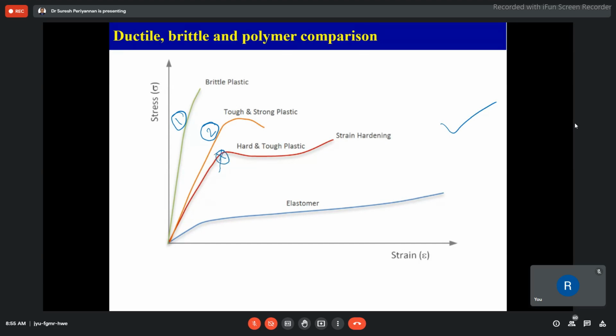Because this hard and tough plastic is subjected to strain hardening as compared to brittle plastic and tough and strong plastic. This material is going to be subjected to the strain hardening effect. Okay, and this is elastomer, the plastic that functions like an elastomer. This is the stress strain behavior.